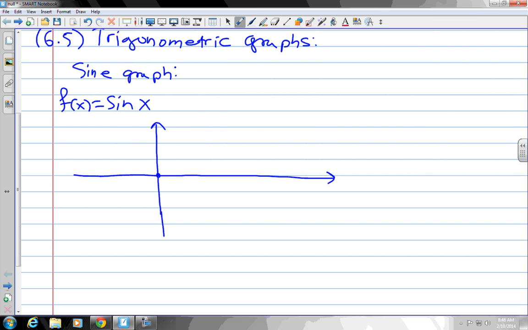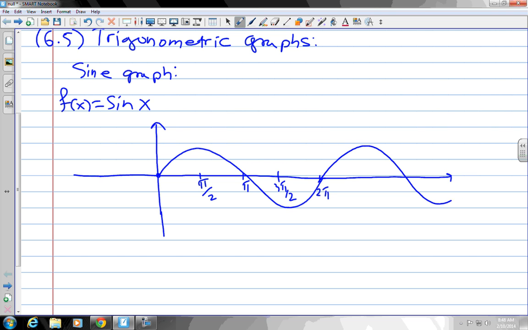So if you remember, we had some points: 0, pi over 2, pi, 3 pi over 2, 2 pi. So the graph looked like that. And we also agree that this is a periodic function, so it keeps going with a period of 2 pi. And it was bounded on the y-axis by 1 and -1. Right?